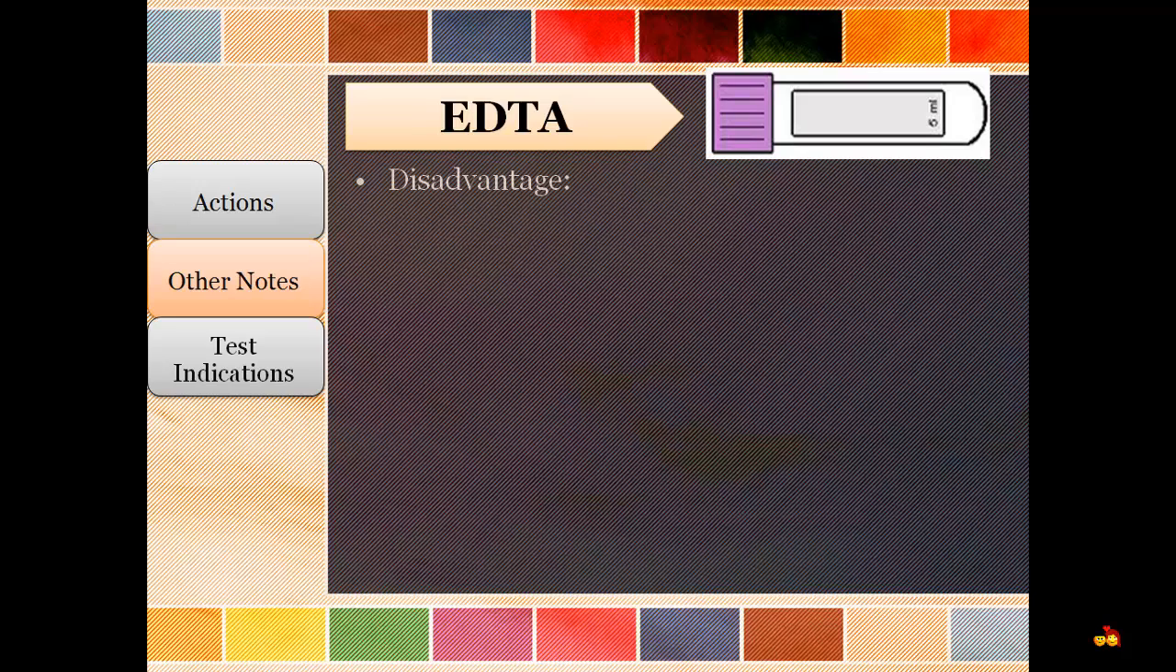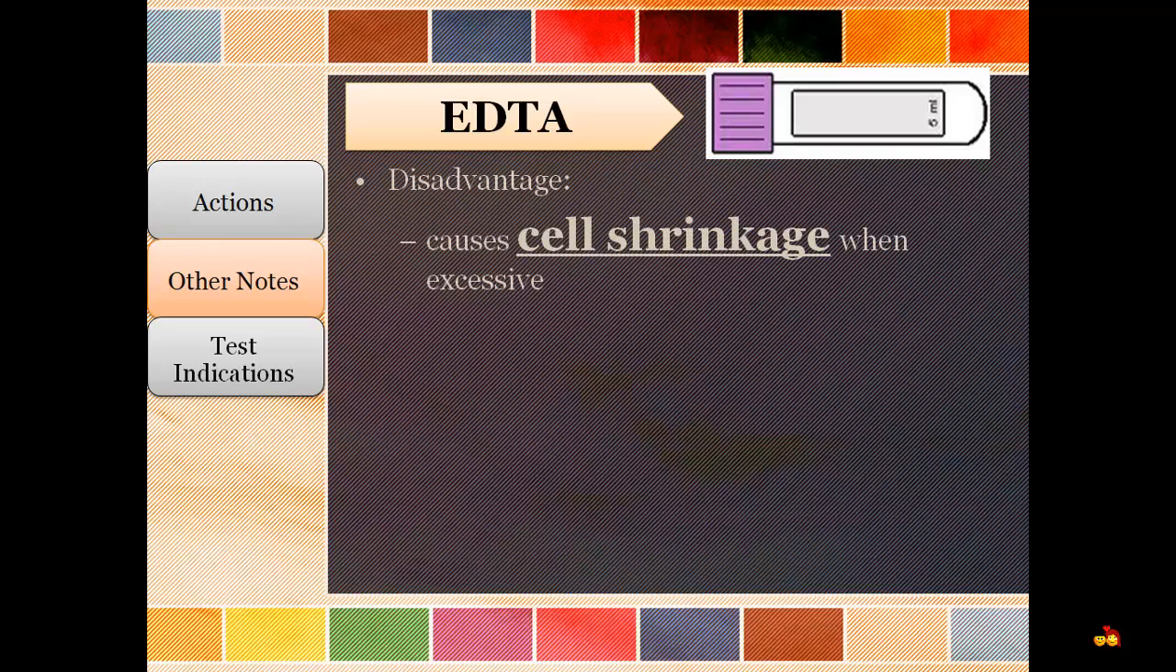Pag mag-shrink ang ating cells, what will be? So, when our cells shrink, what will happen? Yes, liliit ang ating cells. Kung liliit ang ating cells, accurate pa ba ang result na ma-form natin? Hindi na, kasi meron ang changes sa ating cells. So, yun lang yung number 1 na disadvantage ng ating EDTA.